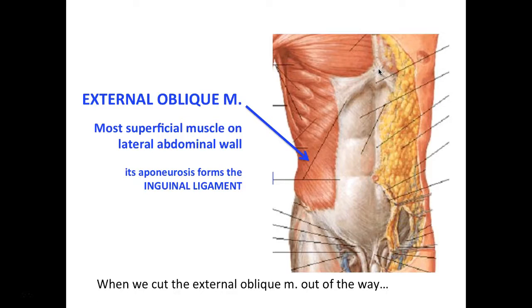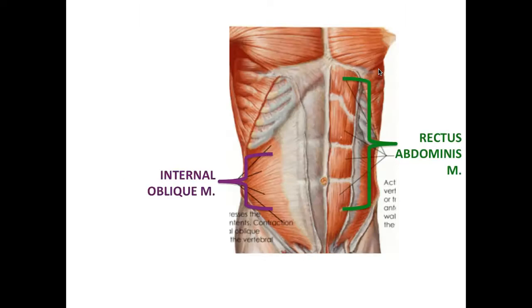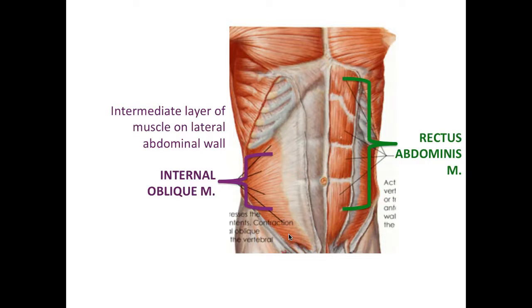So when we cut the external oblique muscle out of the way, we are going to be able to see your internal oblique muscle next. And the fiber direction of this is a little bit different. You'll have some fibers that are moving more superiorly and medially, some that are a little bit more transverse, and others that'll be more of an inferior and medial type of configuration.